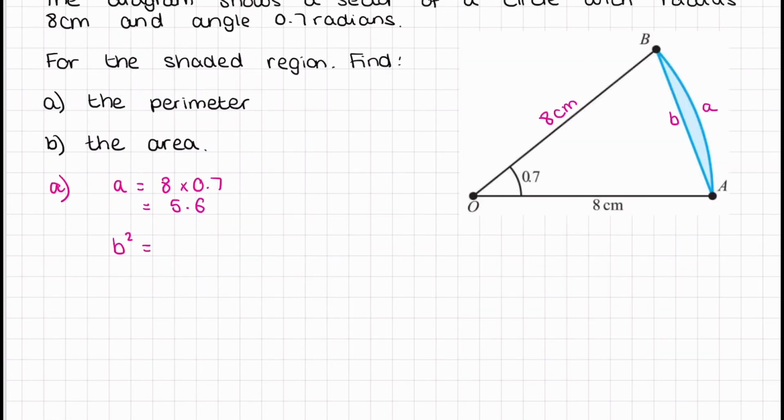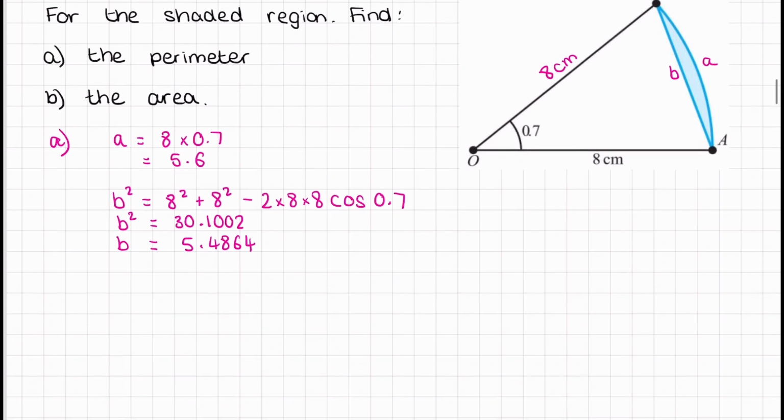So b squared would equal 8 squared plus 8 squared minus 2 times 8 times 8 cos of 0.7. So that means b squared would equal 30.1002 and square root that, so b would equal 5.4864. Now we've got that, we can then work out our perimeter by adding A and b together. So the perimeter would equal 5.6 plus 5.4864, which gives us an answer of 11.1 to 3 significant figures.